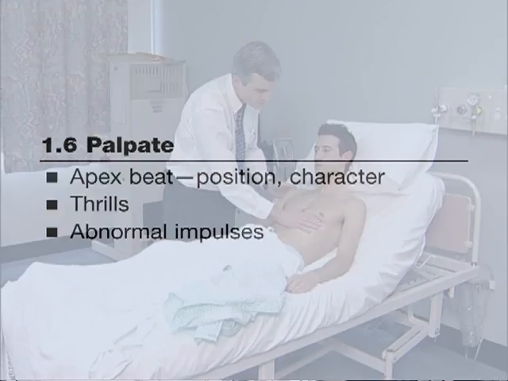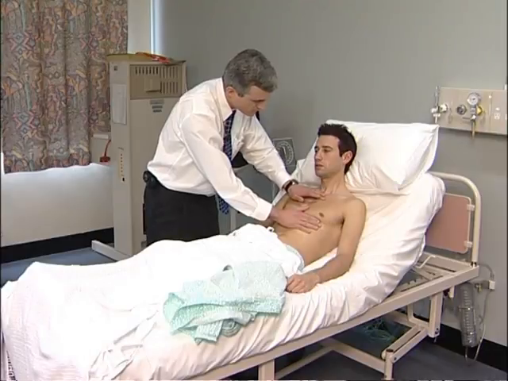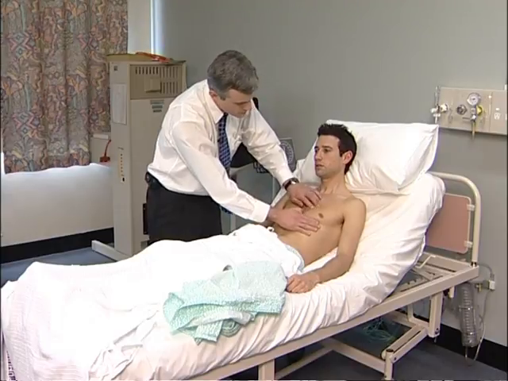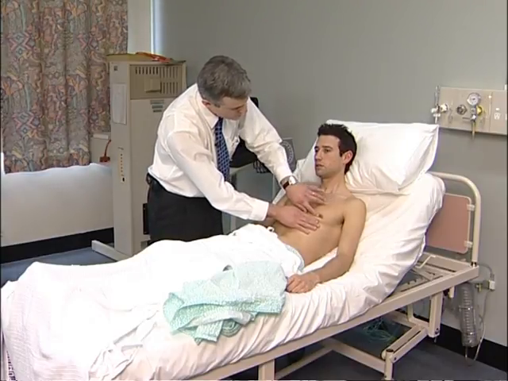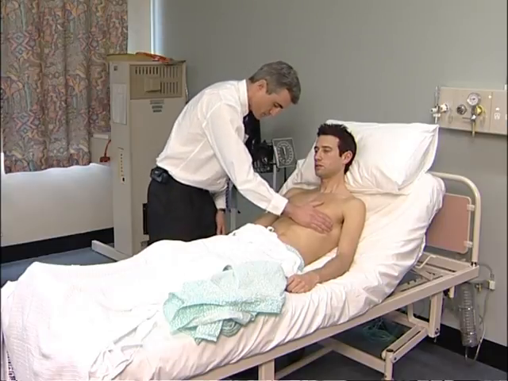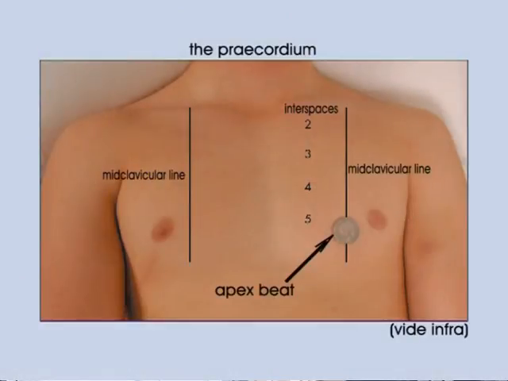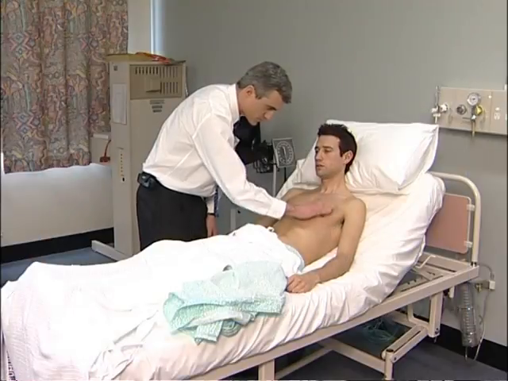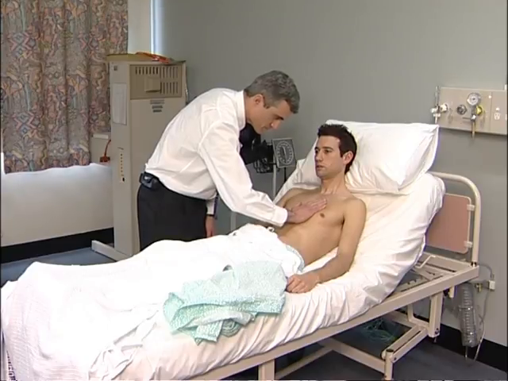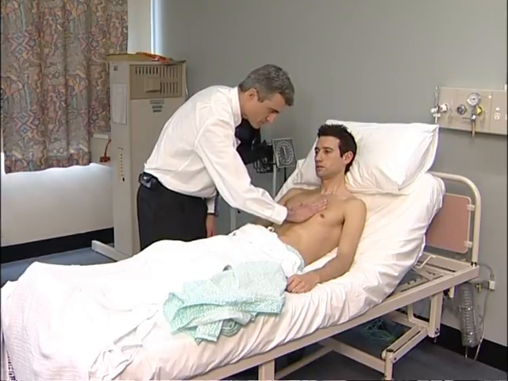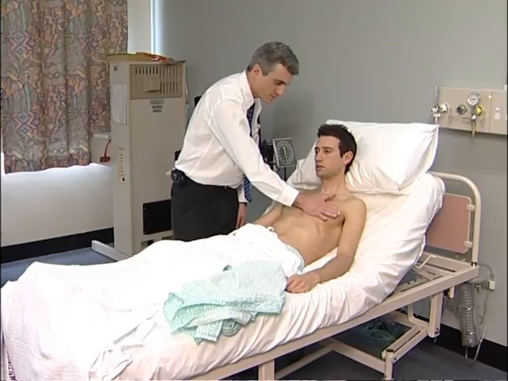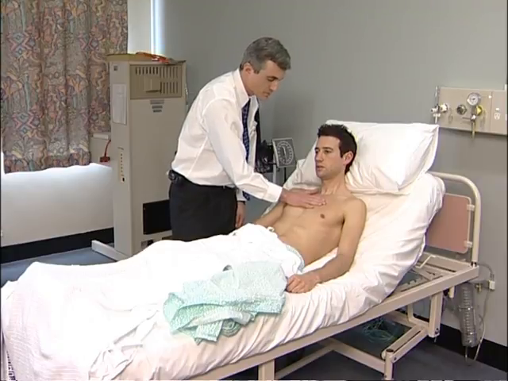This usually starts with an attempt to feel the apex beat, establish its position, that is, where it is in relation to the midclavicular line and which interspace it is in, and to make an assessment of its character. It is worth spending some time on this important part of the examination. Palpation to the left of the sternum is performed to feel for a parasternal impulse. The hand then feels over towards the apex and at the base of the heart for the presence of a thrill, which is a palpable murmur.